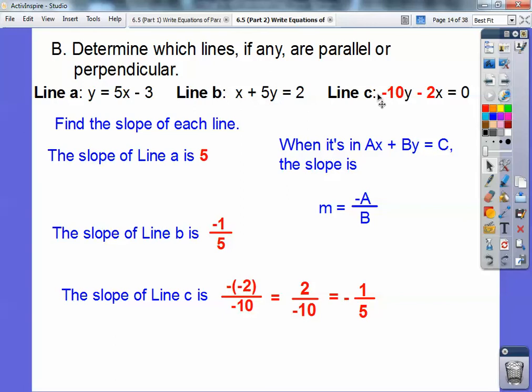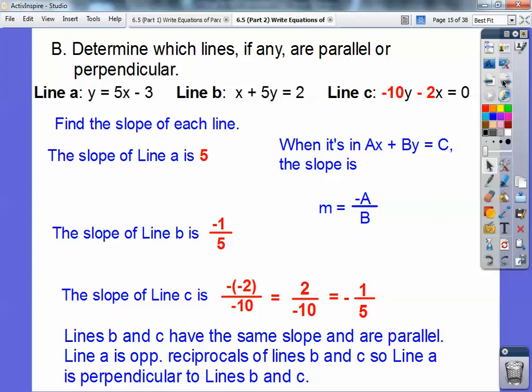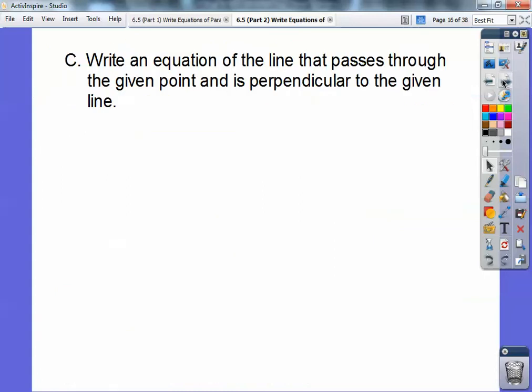Now let's take a look at these three lines. This slope is 5. This slope is negative 1/5. Can you see that 5 is 5 over 1? These are opposite reciprocals, so they are perpendicular to each other. And line C is also perpendicular, so line A is perpendicular to line C as well. Since B and C have equal slope, B and C are parallel to each other. So that's what all this says: B and C have the same slope, or parallel. Line A is opposite reciprocals of B and C, so line A is perpendicular to lines B and C.